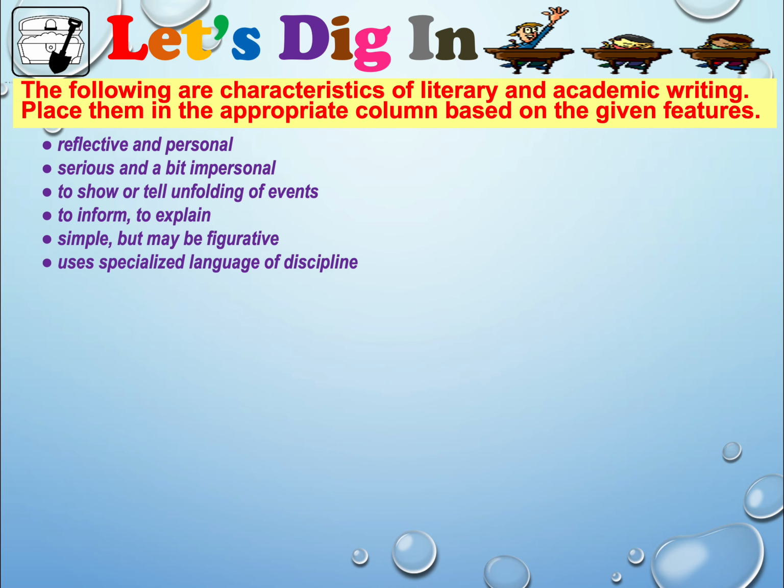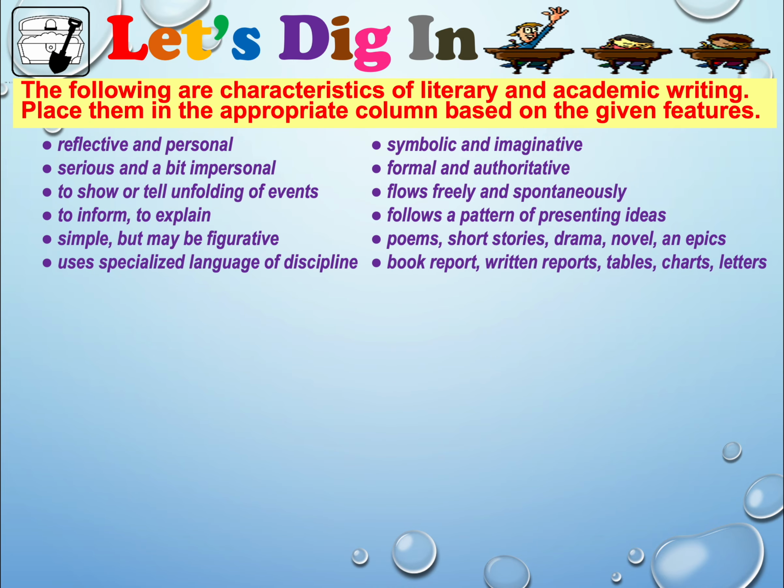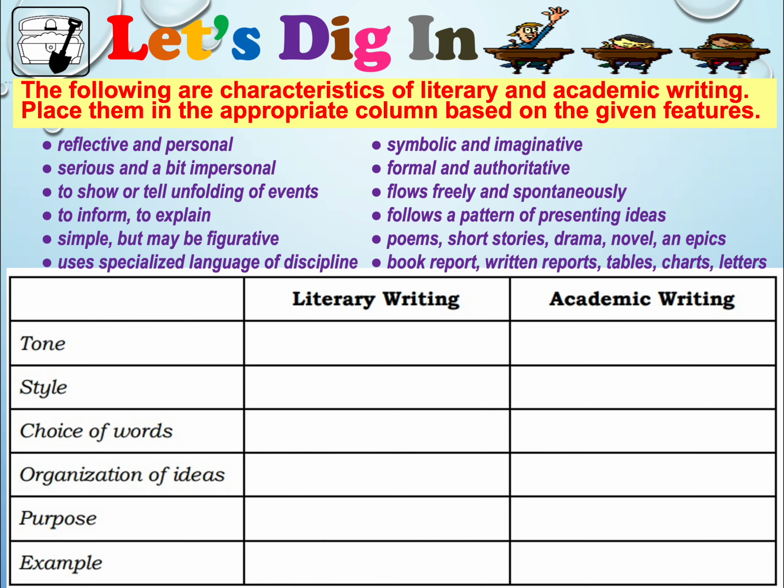To dig in further on the difference between academic and literary writing, you are asked to identify the characteristics. Which feature do they belong to, na, and what type of writing does it describe, na? So is it style, tone, choice of words, organization of ideas, purpose, or example? Okay, so the first one in here is reflective and personal, and the other one is serious and a bit personal. So in here, it describes the reflective and personal. It describes the author's attitude towards the writing, so therefore it falls under the tone.